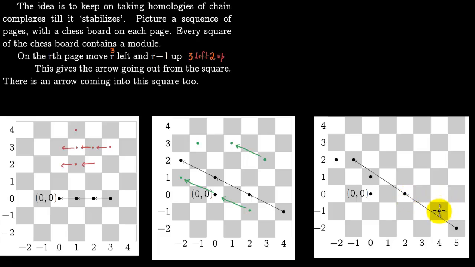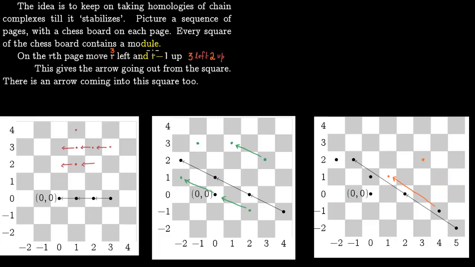Again, what is the arrow going out of here? You go 3 left, 1, 2, 3, 3 left, and then 2 up, 1 and 2. So the arrow here goes like this. So again, you can just put in any module here. In every square sits a module. So what we are trying to do is find out what is the arrow going out of it and what is the arrow coming into it.